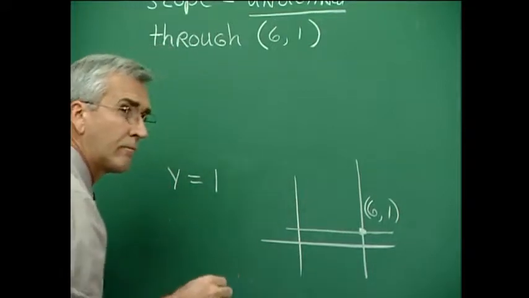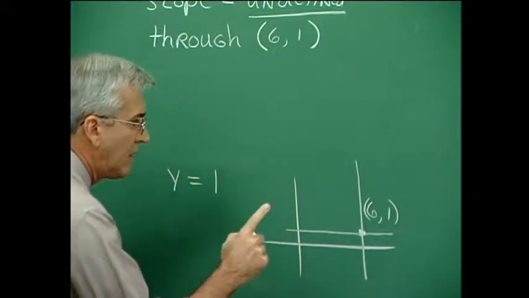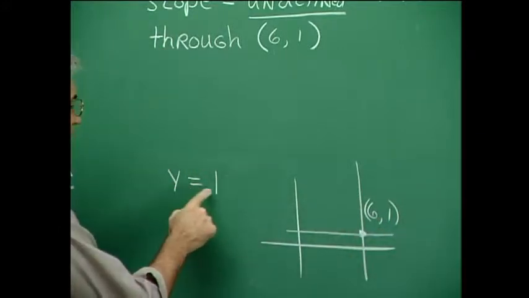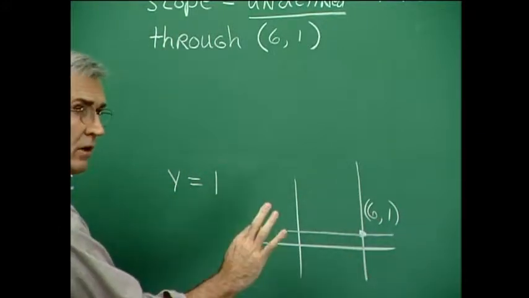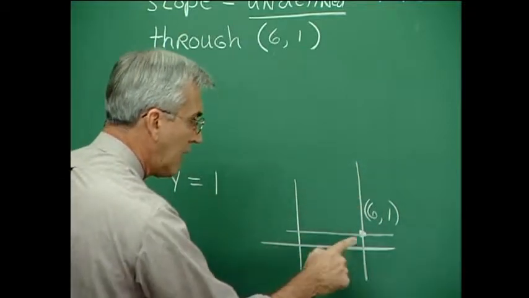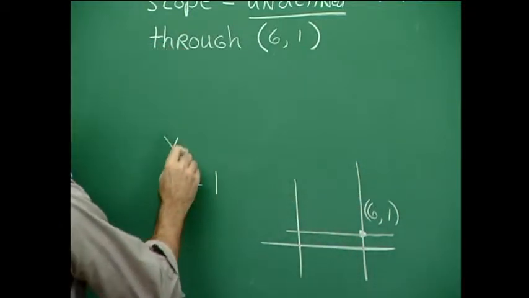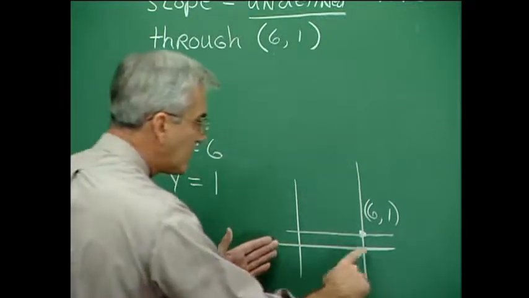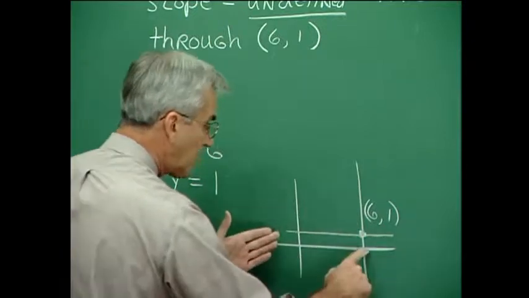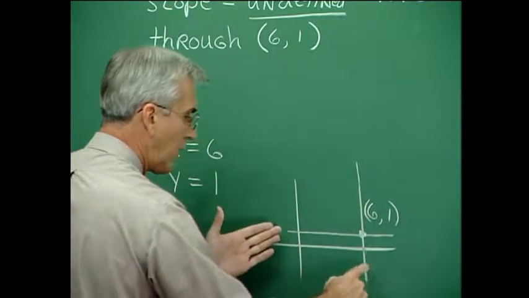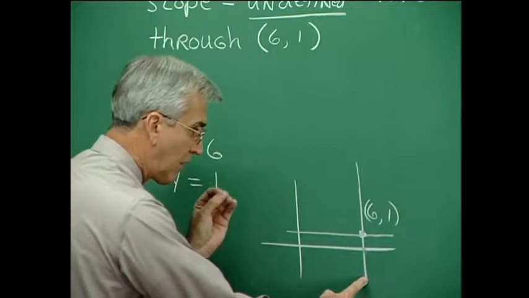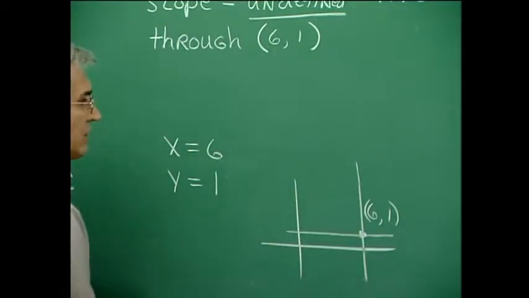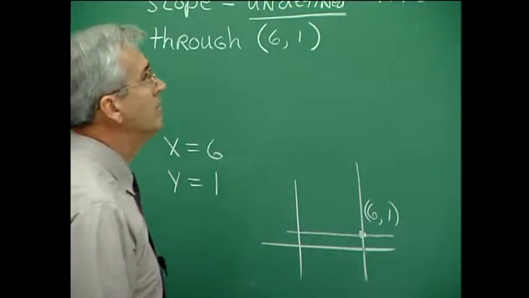Now, if we understand that a horizontal line going through this point is a line that is described as y equals 0, it should be no surprise that a vertical line going through this point would be x equals 6. You see, it means that x is equal to 6 for every y. So x is 6 when y is 1, x is 6 when y is 5, x is 6 when y is negative 2. You see, so for every y value, x is 6. So no surprise that it's a vertical line.